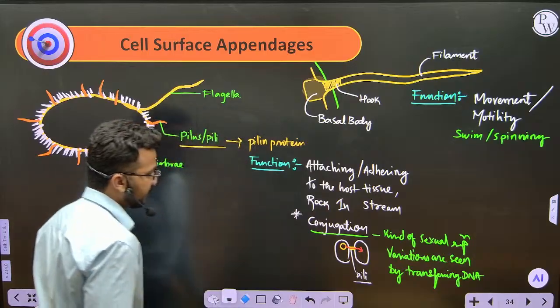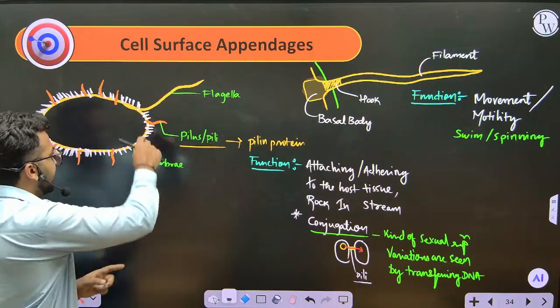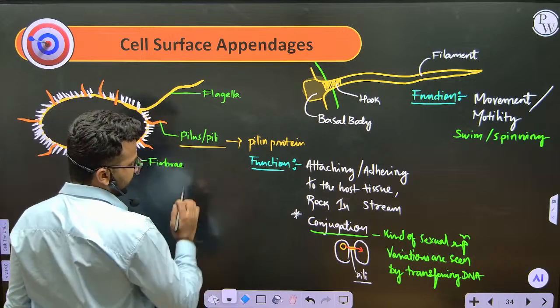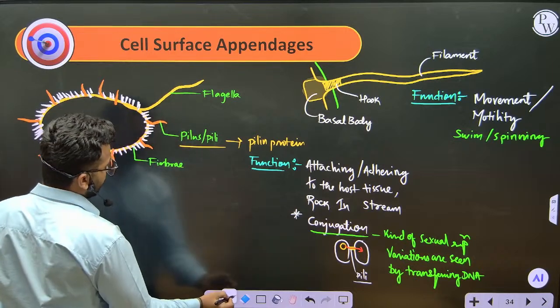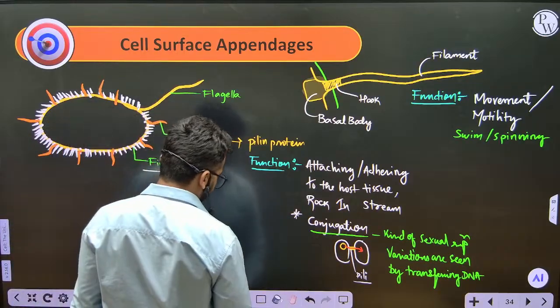So this is the function of pilus or pili, the extracellular appendages. What you are seeing is the pilus there. And next is fimbriae. The function of fimbriae is also somewhat the same.